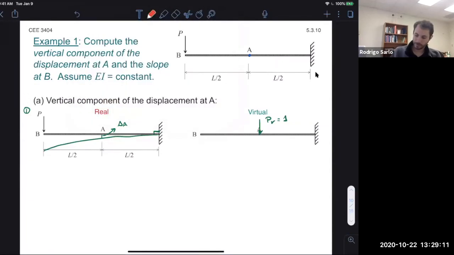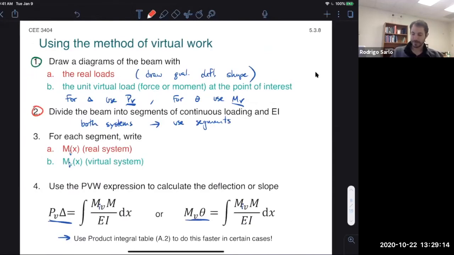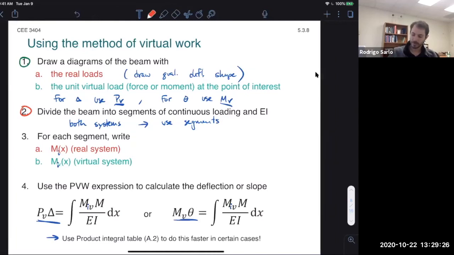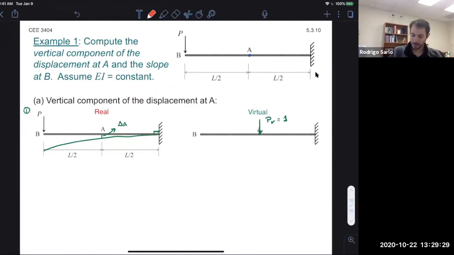All right, step 2. Make that red, okay? Step 2. Divide the beam into segments of continuous loading and EI, right? So EI may sometimes be discontinuous as well. In this case, we don't have to worry about that. So we just need to identify segments of continuous loading, right? So for the real system, the continuous loading is going to happen from B to the support, right? So essentially the entire beam. But for the virtual system, there's a discontinuity there at A. So I need to split that into sections. So I'm going to make a section 1 here and a section 2. This is step 2, by the way.